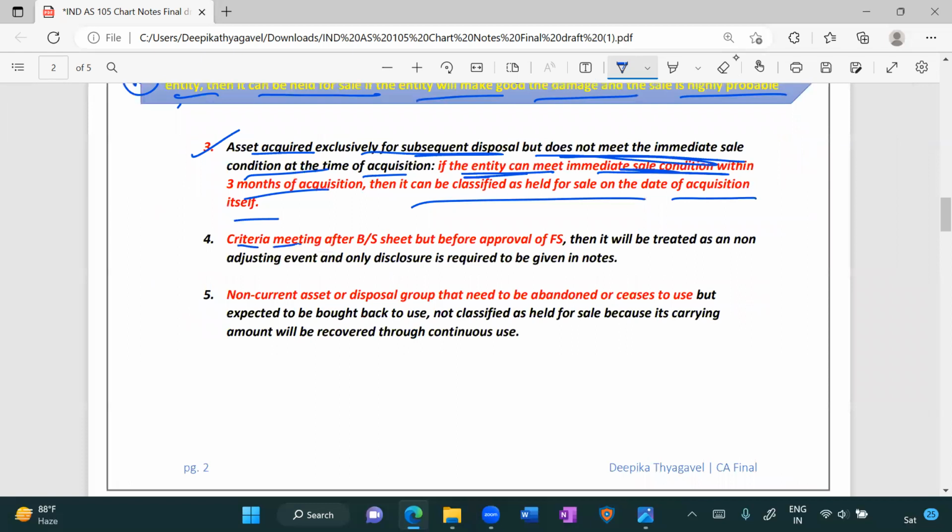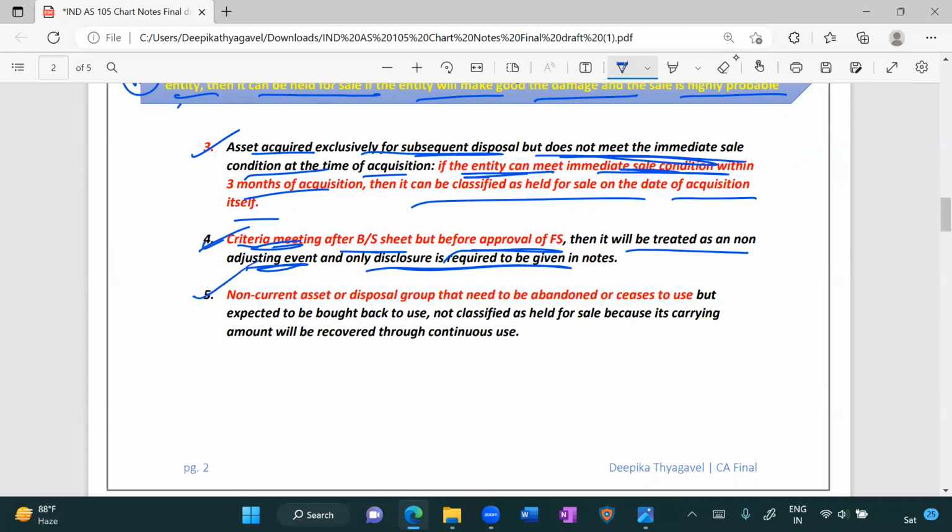Look at the next condition. Criteria meeting after the balance sheet date. You are meeting this criteria after the balance sheet date, but before the approval of the financials. Then it will be treated as a non-adjusting event, and only disclosure is required to be given in the notes, right? If the condition is being met after the balance sheet date, but before the finalization and approval of the financials, still the standard says it will be considered a non-adjusting event and only the disclosure is required in the notes.